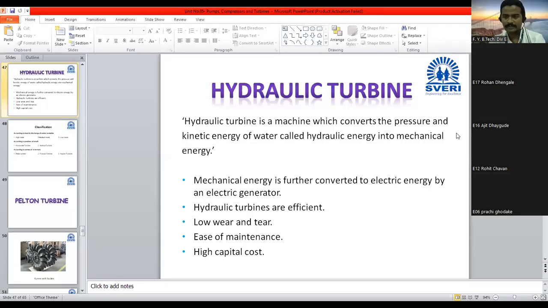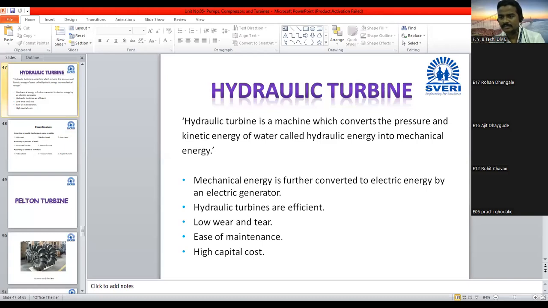Okay, we were discussing the turbine, that is, the pressure energy and kinetic energy of the flowing water is called hydraulic energy, and that energy will be converted into mechanical energy by using a turbine. So we can say a hydraulic turbine is a power producing device where mechanical power is produced, and that power is utilized for generating electricity, because the shaft of the generator is connected to the turbine.